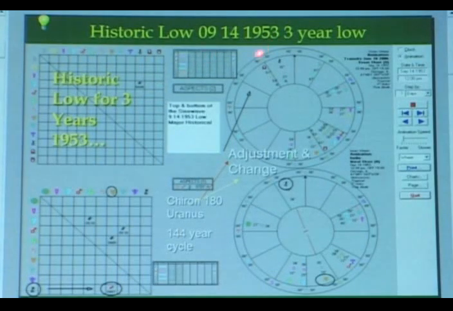So 9/14/1953 was a 3-year low. This low lasted for 3 years. I consider it historic because it was one of the great swings of the last 100 years. Chiron was 180 degrees to Uranus. Chiron being the planet of healing and adjustment, and Uranus being the planet of change. So we had an adjustment and a change from a previous high, I believe in 1949, dropped into 1953, and we went up for 3 years.